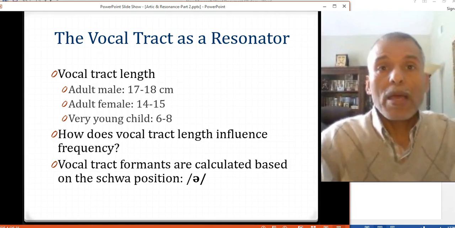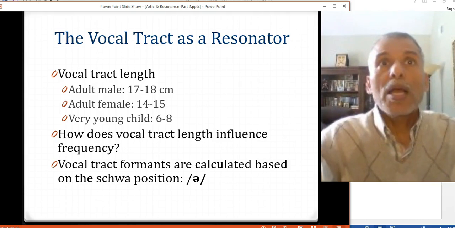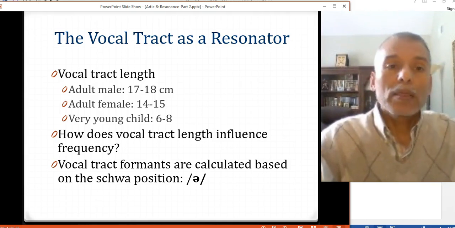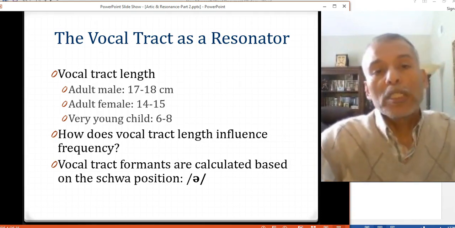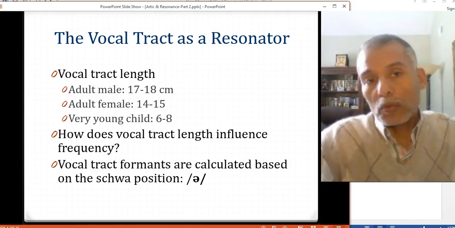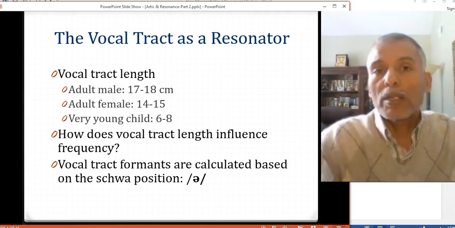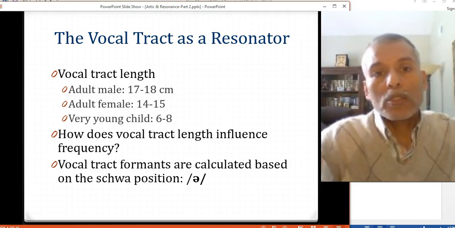For the adult female, one of the contributors to higher frequency is that the vocal tract is shorter. It is 14 to 15 centimeters for adult females. For a very young child, the vocal tract goes from 6 to 8 centimeters.